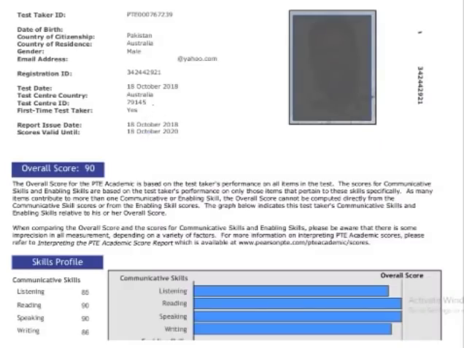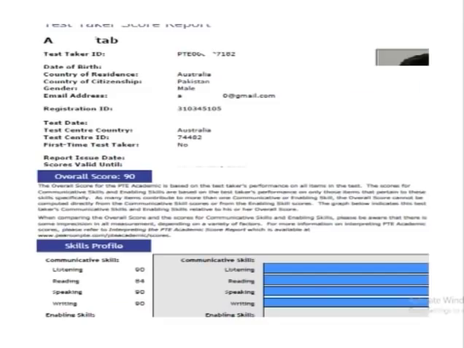For example, this is a test taken recently by one of our students, and you can see he got 86 in writing. That's a very good score. Overall score is still 90. Another student got 80 or 90 in writing. So how to do it? Let's see.